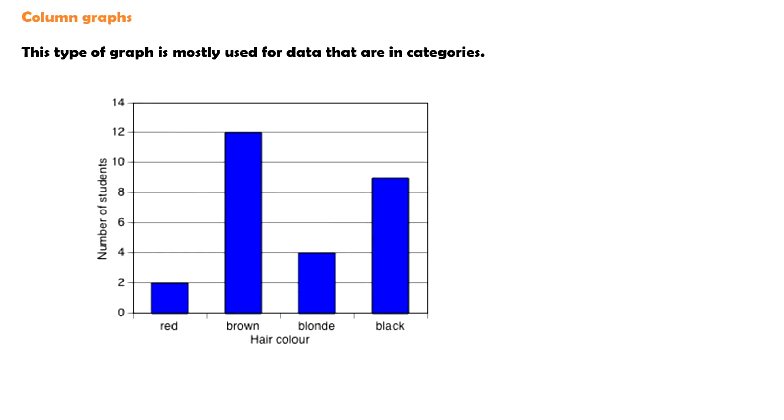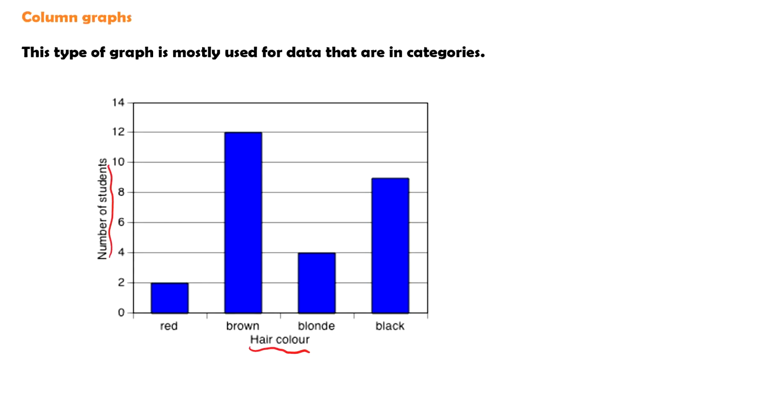The next one we're looking at is a column graph. It's one of the most common ones. This type of graph is mostly used for data that are in categories. In this case, we're looking at hair color, and we're looking at red, brown, blonde, and black. And we're obviously looking in a classroom because it says number of students.